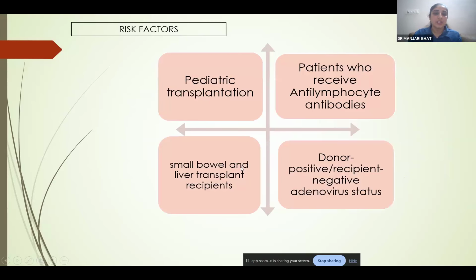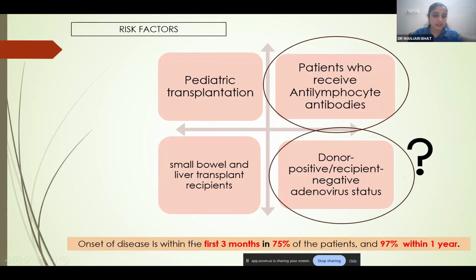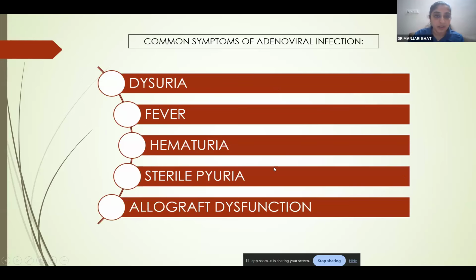Generally, pediatric transplantation and small bowel and liver transplant recipients are at a higher risk of acquiring this kind of adenovirus infection. ATG induction also is an important risk factor. However, in our patient, he received a very low dose, 1.5 milligram per kg. And a donor positive and recipient negative adenovirus status also is known to be a risk factor. However, in our patient, we did not know the baseline serology since we did not test him before the transplant. Generally, onset of the disease is within the first 3 months in 75% of the patients, like how we came across in our patient, and 97% within 1 year. These are the common symptoms of adenoviral infection which can present. And in our patient, he had dysuria, fever, hematuria, sterile pyuria, and also allograft dysfunction.